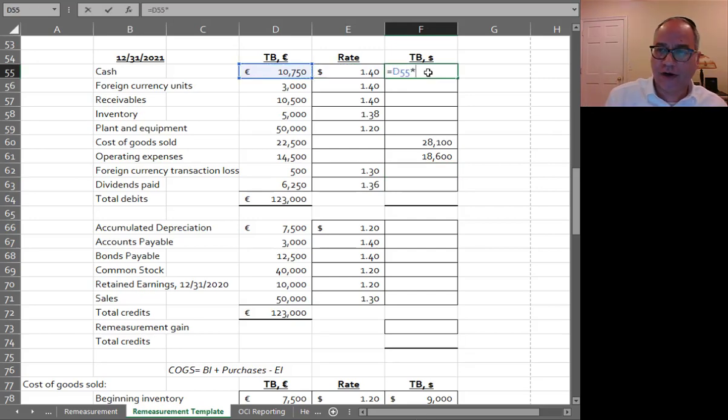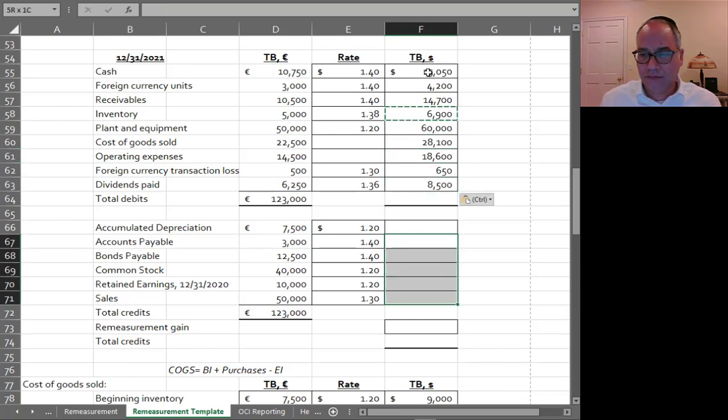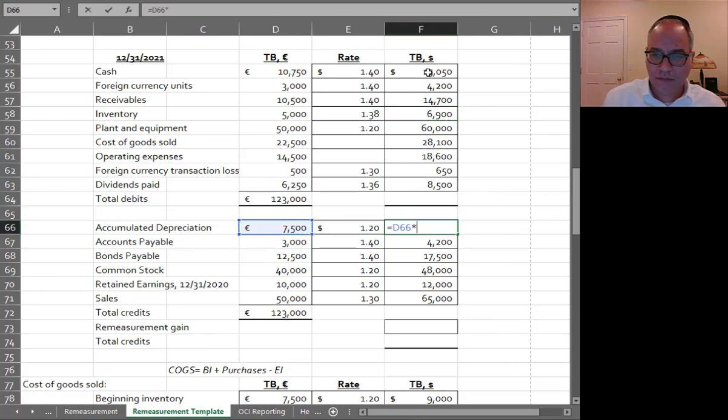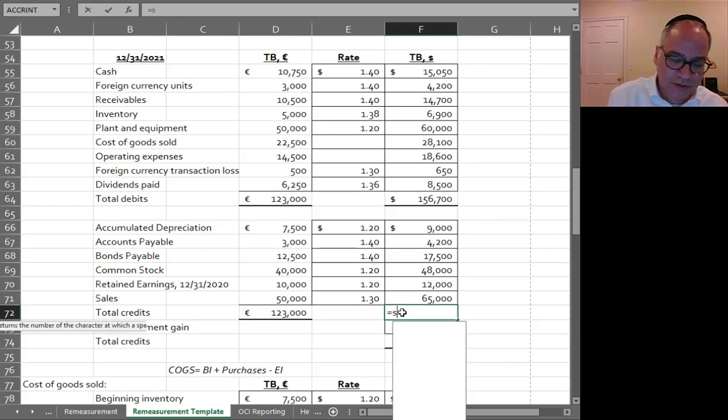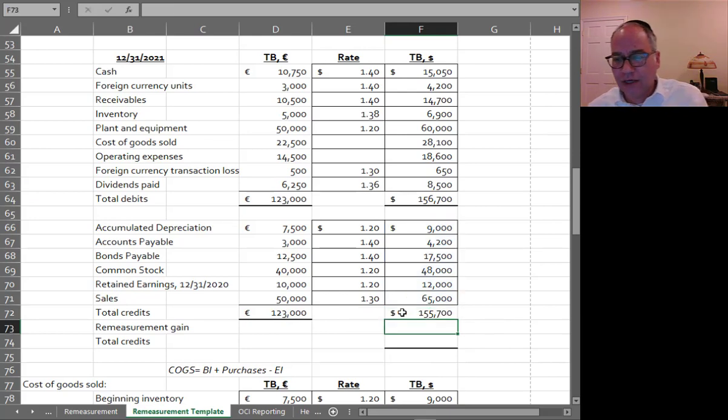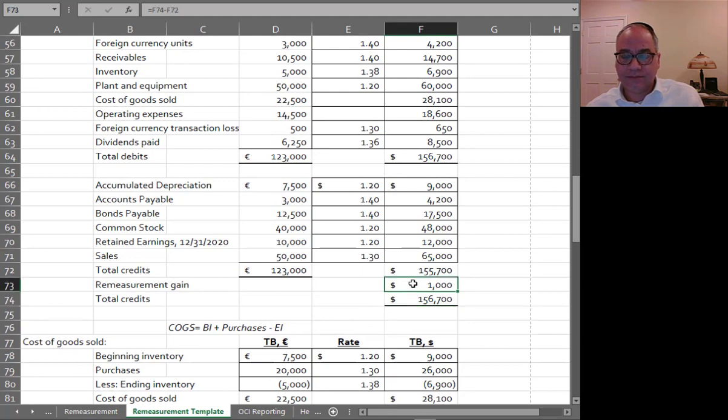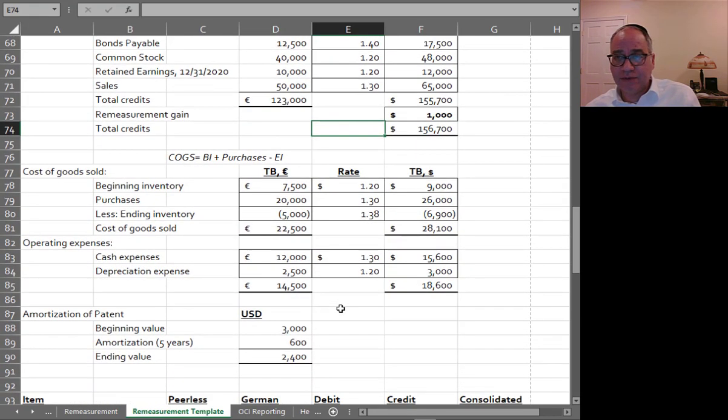And now let's multiply everything across. And I get debits of 156,700, and I get credits of 155,700. So that would mean the plug there would be $1,000. That would be your remeasurement gain. And that's not going to go to OCI. That's going to go to the income statement. We'll see how it will in a moment.